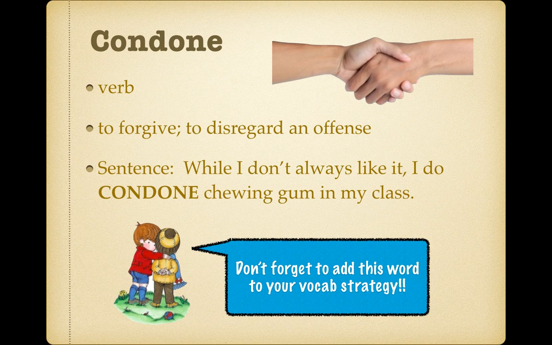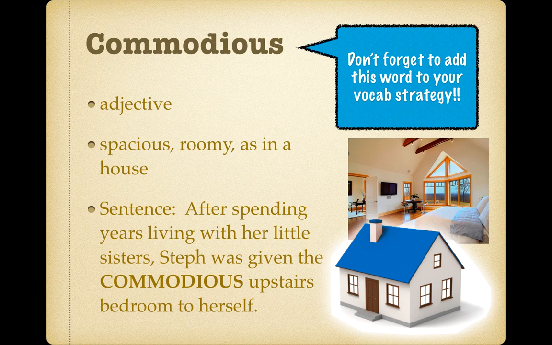Please feel free to pause, but we're going to move on to the fifth word, which is commodious. Commodious is an adjective, it's a describing word, and it means spacious or roomy, especially in relation to a house. So oftentimes the word commodious refers to or describes a house.